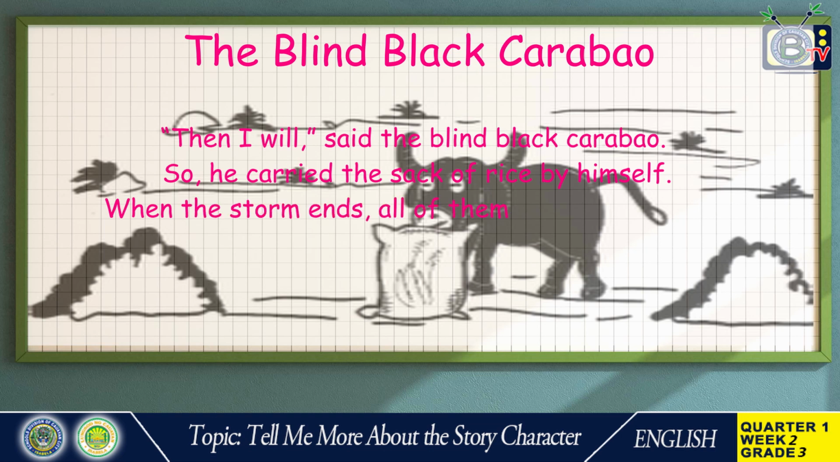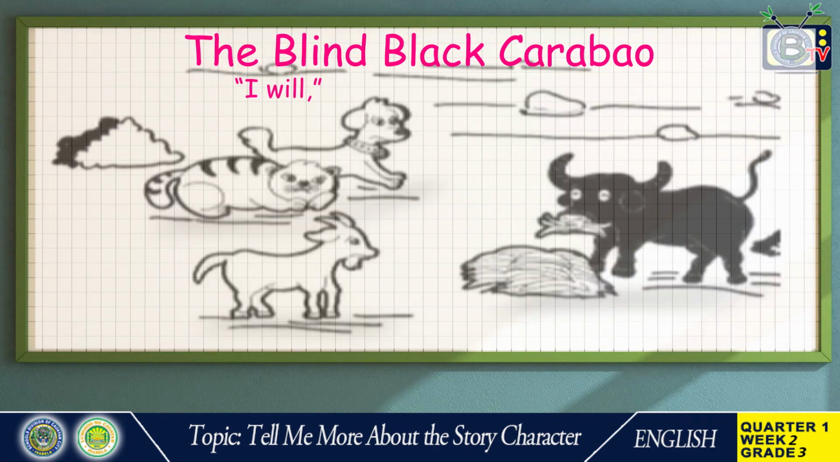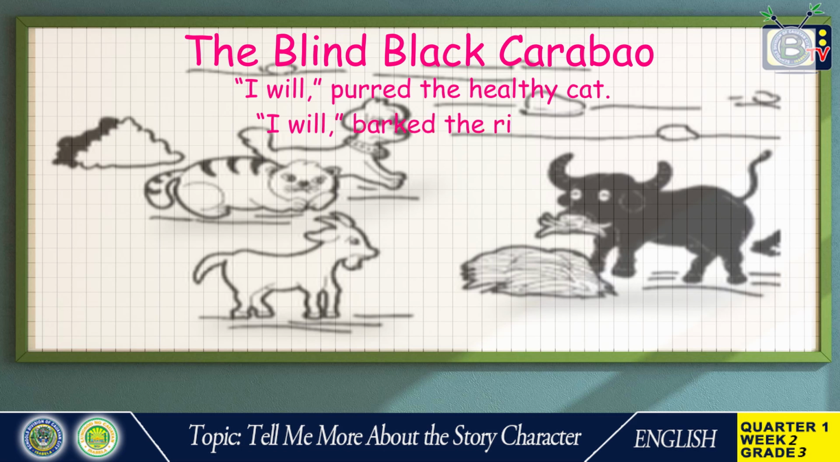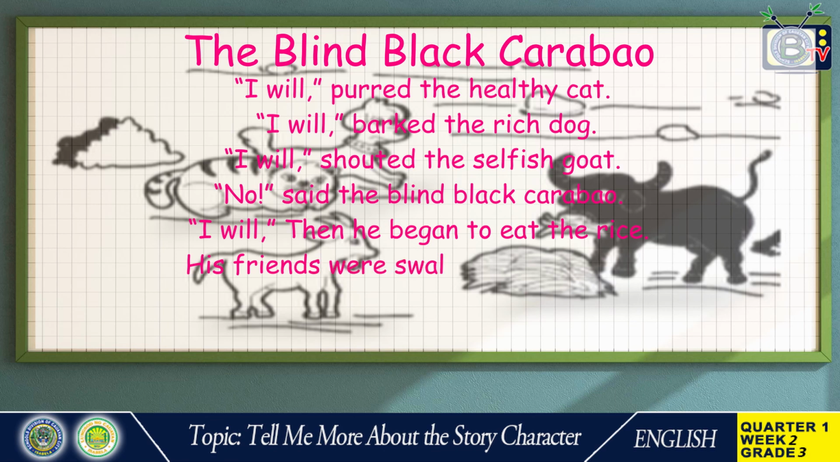When the storm ends, all of them were very hungry. The tired blind black carabao called and asked his friends again, "Who will help me eat the rice?" "I will," purred the healthy cat. "I will," barked the rich dog. "I will," shouted the selfish goat. "No," said the blind black carabao. "I will." Then he began to eat the rice.